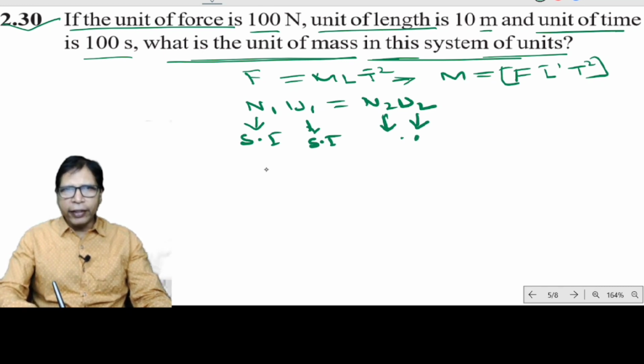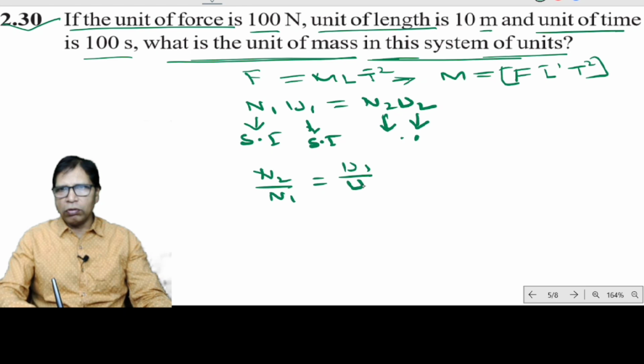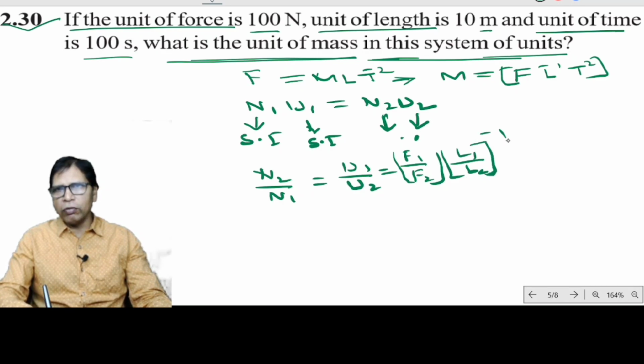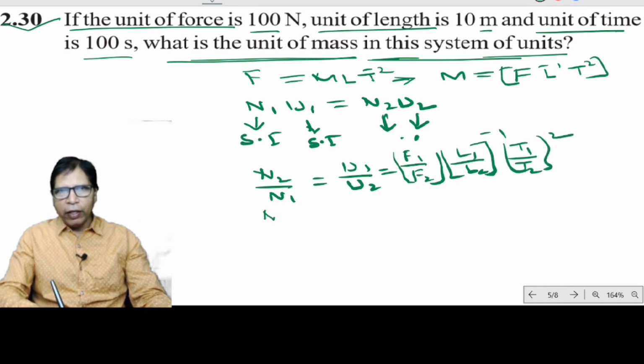Now N2 by N1 equals U1 by U2. Therefore, this is F1 by F2 times L1 by L2 to the power minus 1 times T1 by T2 whole squared. Now in the SI system, the value of mass is 1 kg.